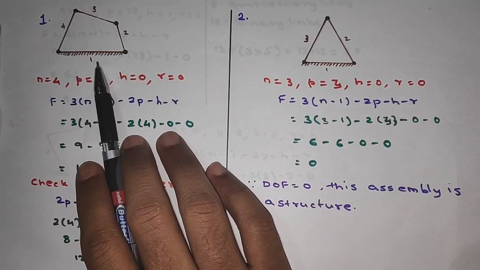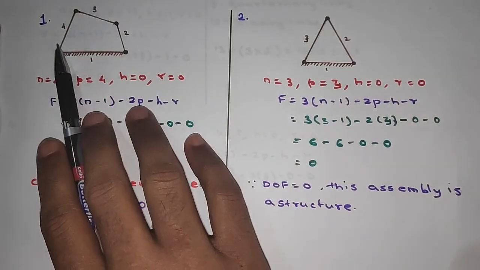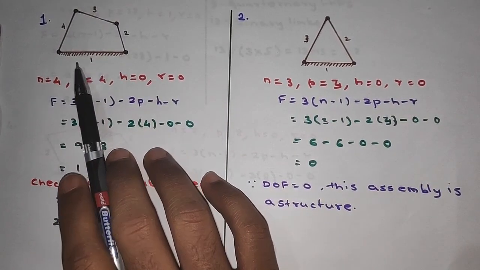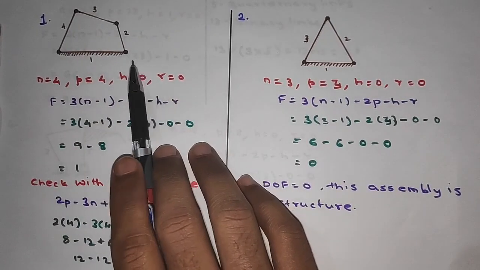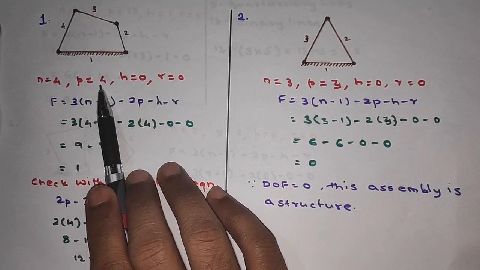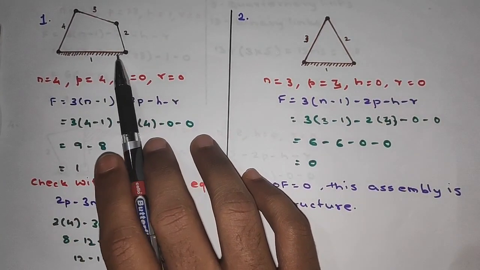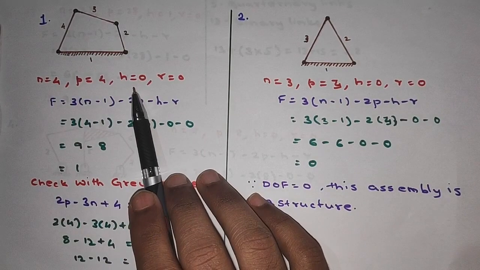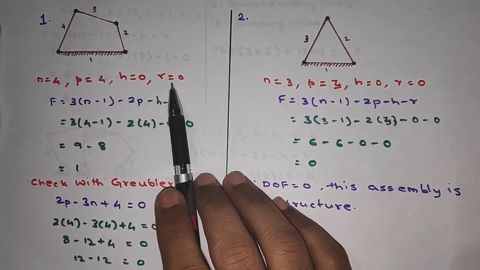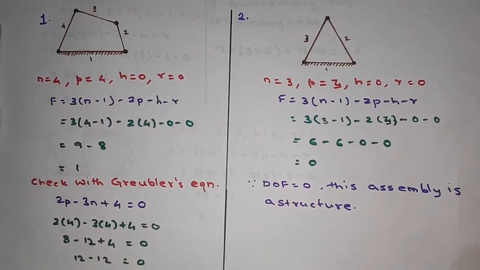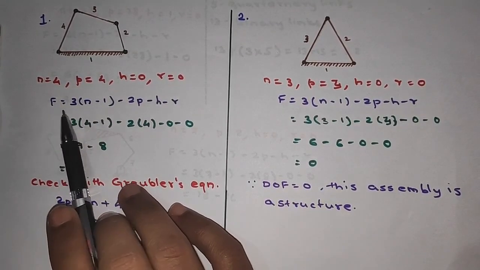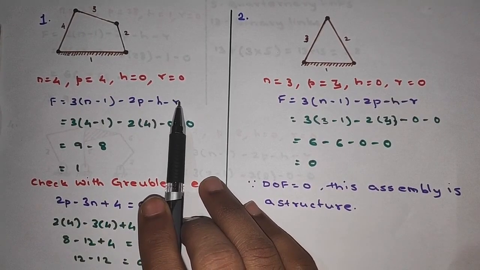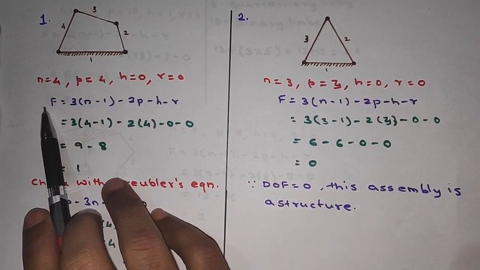The first one is a 4-bar mechanism, that is, the number of links is 4, so we take n as 4, and this is a mechanism because link number 1 is fixed. Also, at these 4 joints we have kinematic pairs, so p is equal to 4. Since this is a lower pair, that is, there is surface contact between the two links at the different joints here, we take h is equal to 0, and also there is no redundant degree of freedom, so we take r is equal to 0. So using Kutzbach equation, that is F is equal to 3(n minus 1) minus 2p minus h minus r. This is the equation to determine the degrees of freedom of any mechanism.